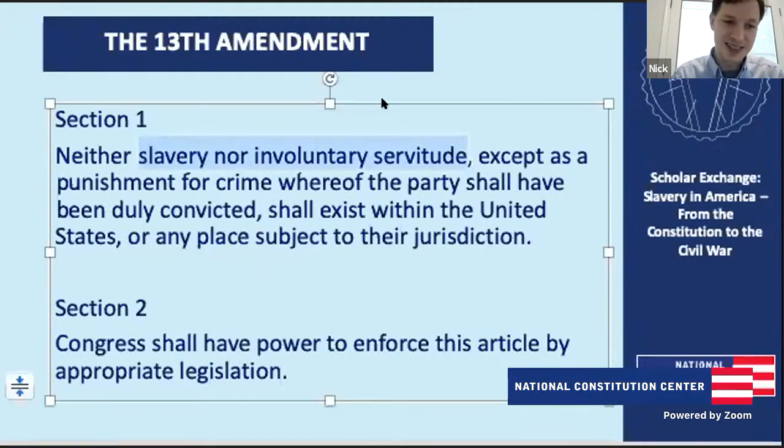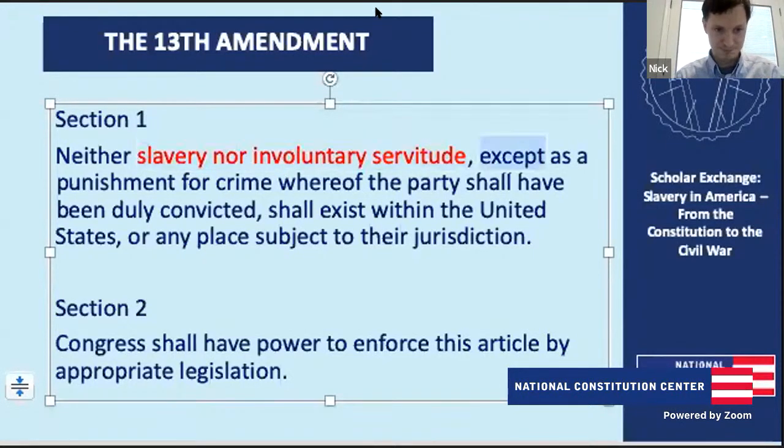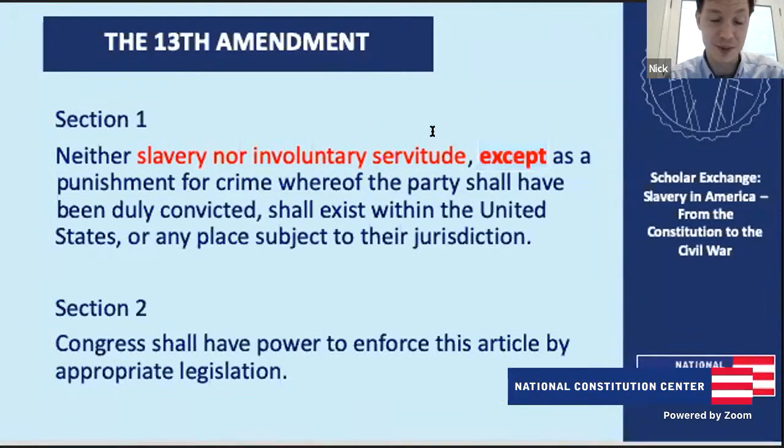It is important to note, except for punishment for a crime. That's why convict labor is separate and still is, even today. But this, of course, gets rid of the 3/5 compromise. That no longer matters, right? That language that was in the Constitution that we talked about at the beginning, some of it now is null. It's a nullity. It doesn't matter anymore.